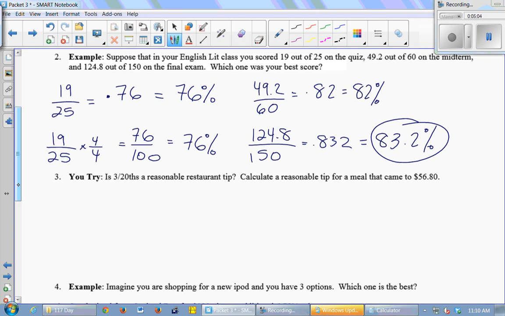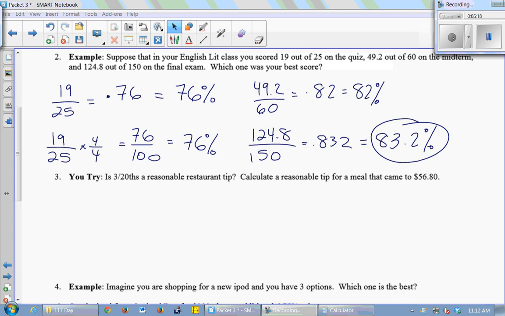Okay, so now I want you to talk in your groups regarding this problem. Is 3/20 a reasonable restaurant tip? And calculate a reasonable tip for a meal that's $56.80. Okay, so is 3/20 a reasonable tip? Yeah, what is 3/20 as a percentage? 15%. And this one is an easy one that you can convert using that fraction method.